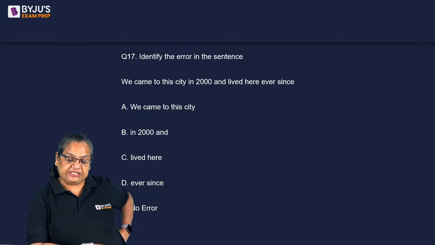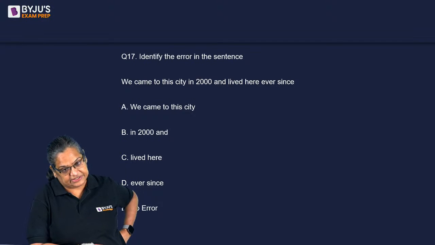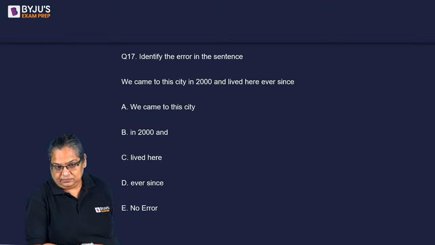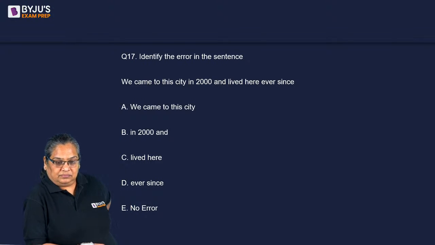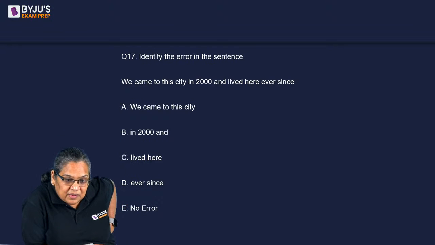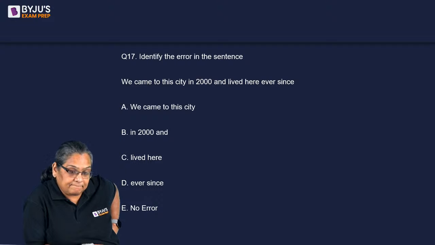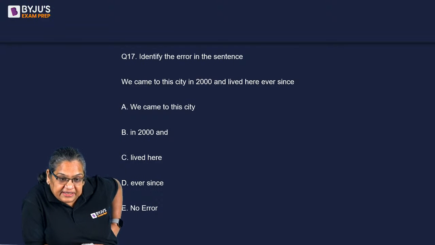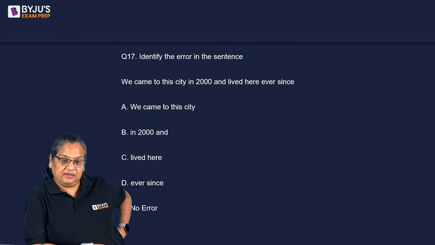Tell me how you would correct the sentence. We came to this city in 2000 and lived here ever since. Palak, how would you correct it? Rajvi, how would you correct it? Prasanna, how would you correct it?